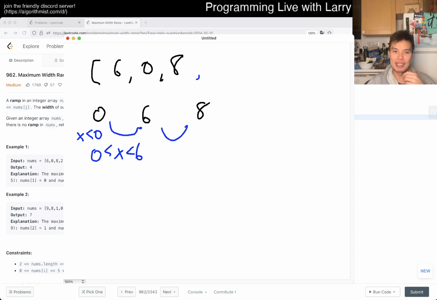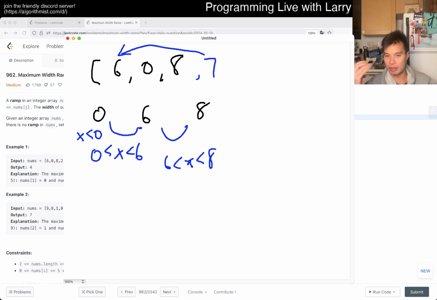Let's say the next number is 7, right? 6, x, 8, less than 8. So then let's say the number is 7. Well, the number is 7, then the best answer is actually 6, right? Because it is the leftmost, it is bigger, so forth. And then the last range is x is greater than 8. If x is greater than 8, let's say we have 10, then what happens? Well, the answer is still 6, right?